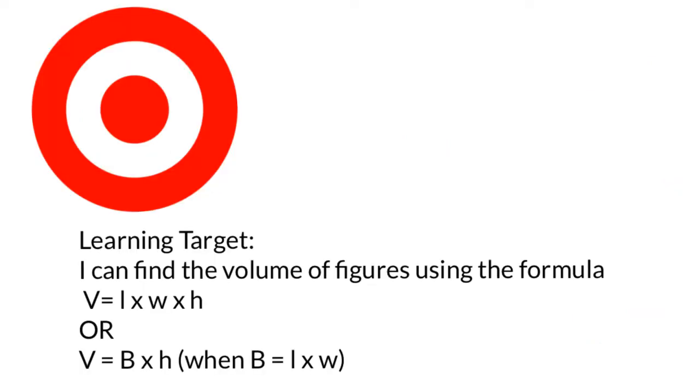So your learning target is I can find the volume of a figure using the formula V for volume equals length times width times height. So you're taking all three numbers of the figure and multiplying them together. The other way you might see it is volume equals a capital B, and the capital B is when you find the base first and then multiply it by the height. So the base would be length times width. You might see it written down either way, so I just wanted to make sure that you saw both ways. It doesn't matter how you do it. Either way, you're going to get the same answer.